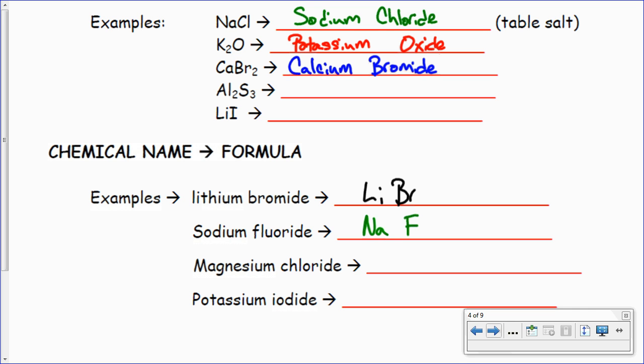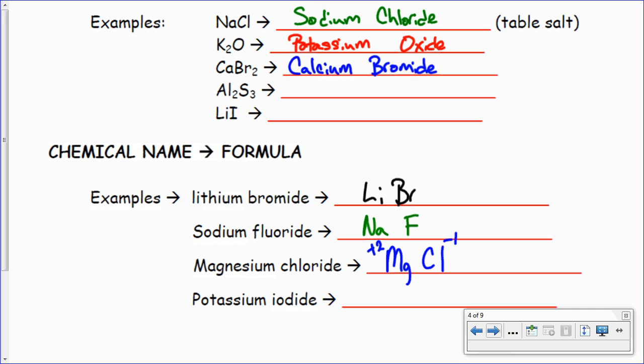Now in magnesium chloride, magnesium's pretty simple, Mg. And chloride means chlorine. We'll check that out. Now magnesium's oxidation state is a plus two. And chlorine's usually is a minus one. Now we have a situation where we say, oh gosh, I have a plus two on my magnesium and a minus one on my chlorine. That doesn't add up to zero.